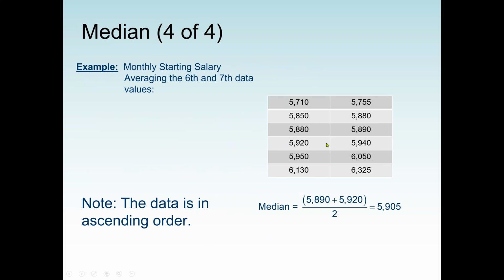So this is the same example. Since we have 12 graduates, which is an even number, we are going to get 2 middle values. So first we put the values in increasing order, as we can see. Then we take the 2 middle values. Then we find the average of the 2, and that gives us the median.